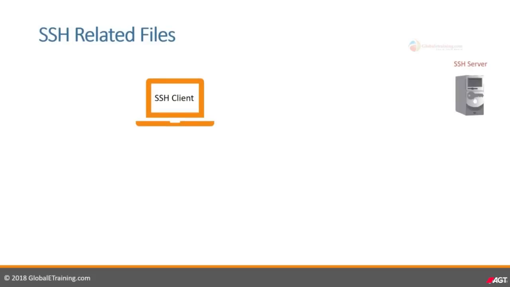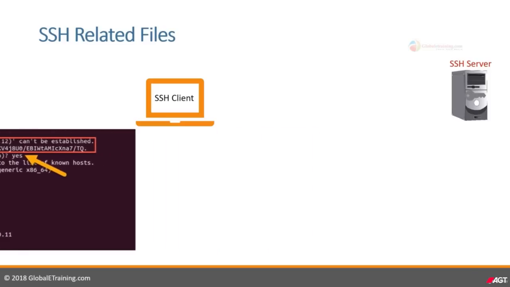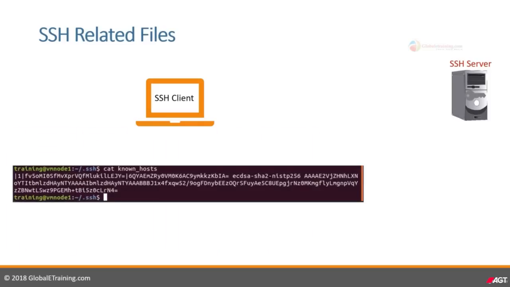Let us look at the screenshot of SSH session real quick. The screenshot here tells us that the client machine is trying to connect to the node or the machine 10.12 for the first time. Once the session is established, the server's identity is written to the file known_hosts. That's it in this video.